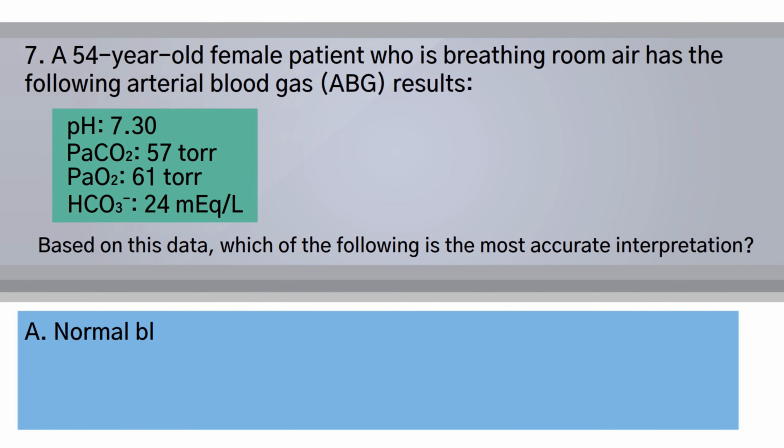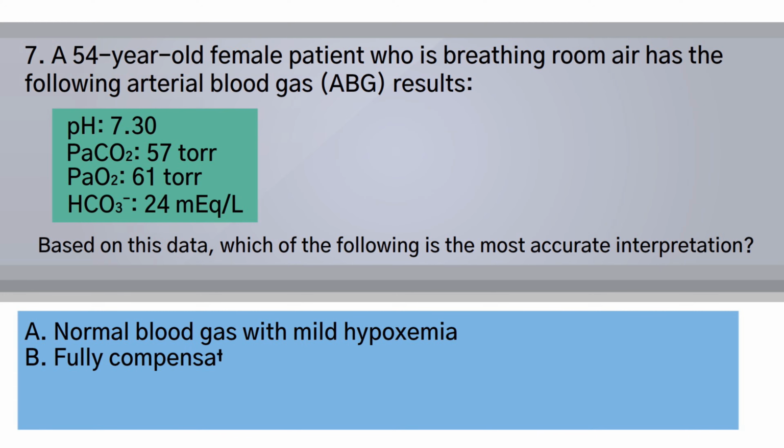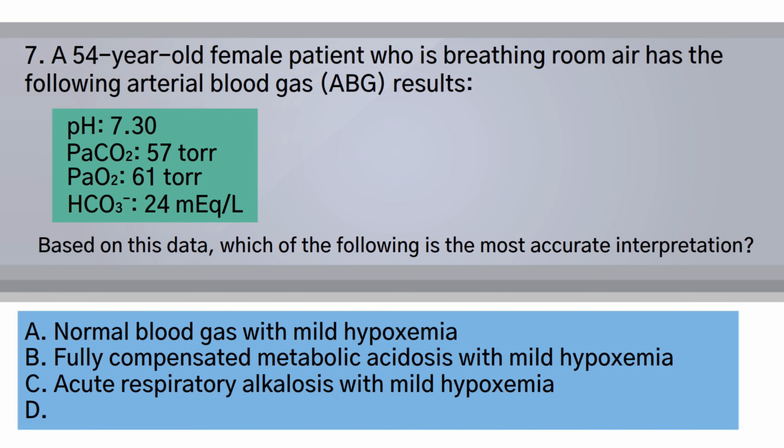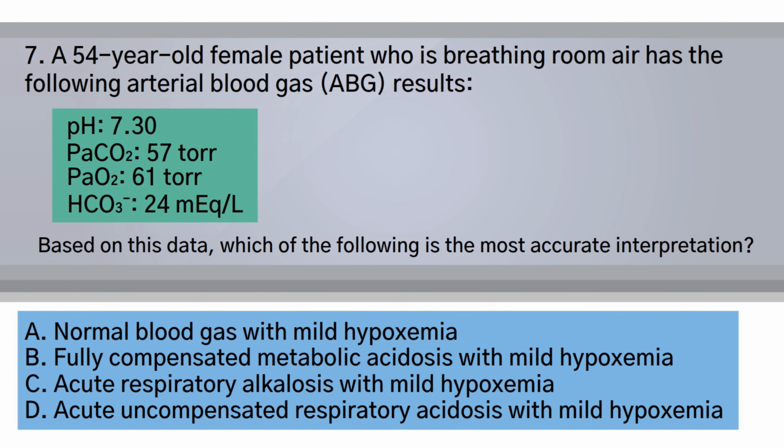A. Normal blood gas with mild hypoxemia. B. Fully compensated metabolic acidosis with mild hypoxemia. C. Acute respiratory alkalosis with mild hypoxemia. D. Acute uncompensated respiratory acidosis with mild hypoxemia.